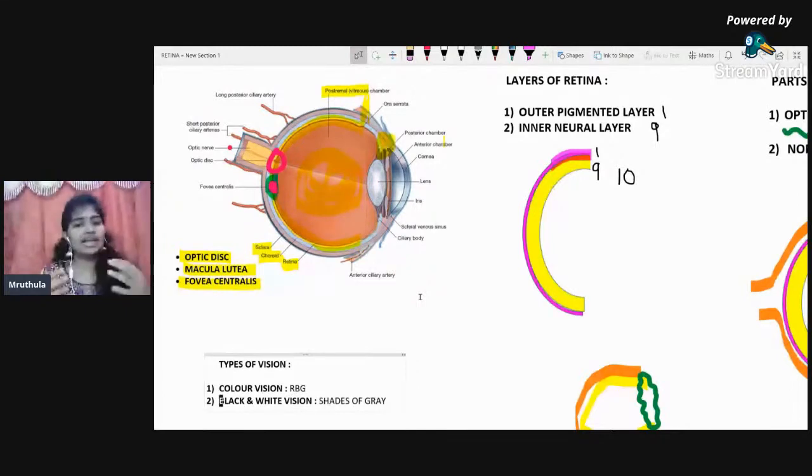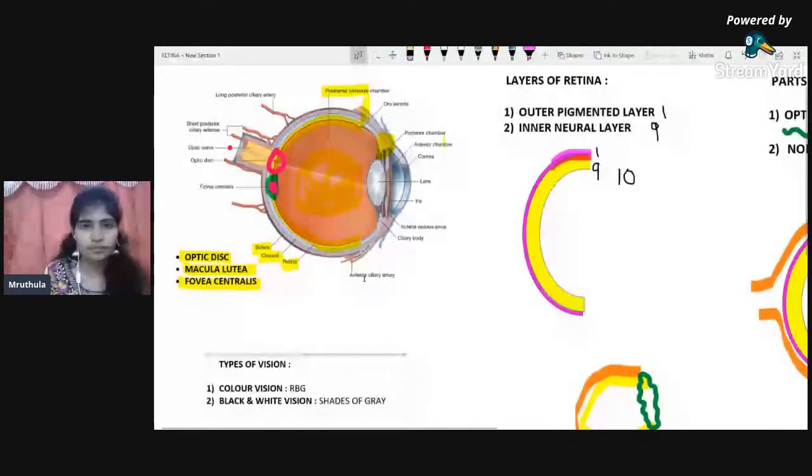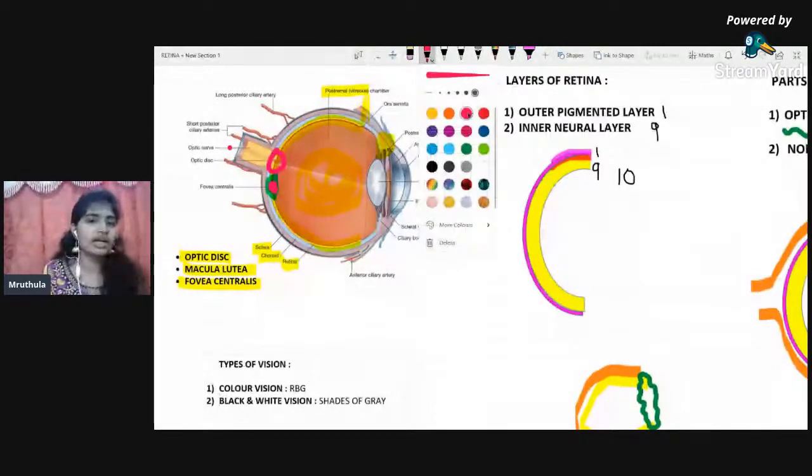This light vision and dark vision can be appreciated on the retina as well, because certain zones in the retina focus on bright light, and there are certain zones which do not focus on bright light and mainly focus on dim light. So what are those zones? Whenever I speak about color vision, we are talking about RGB: red, blue, green, the three primary colors.